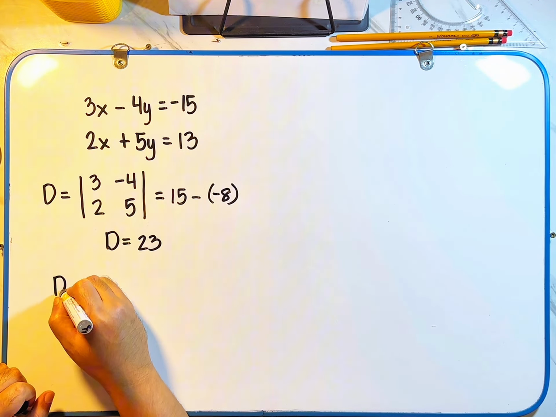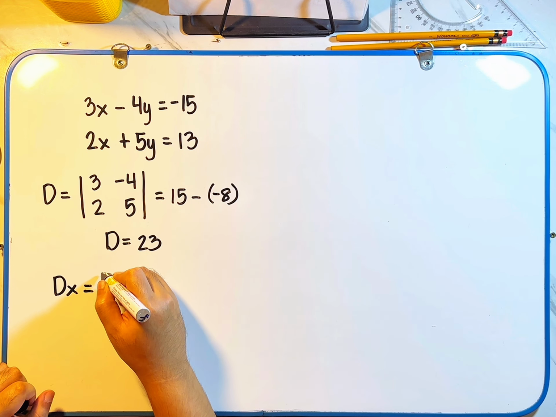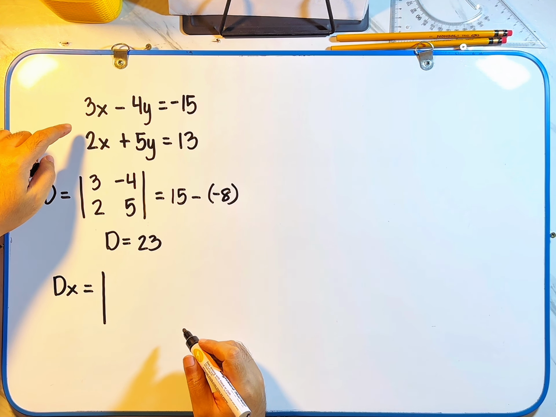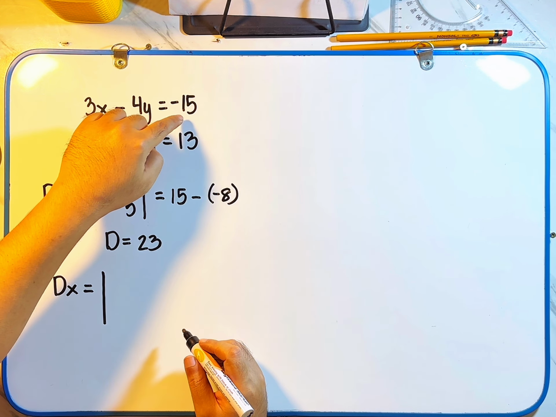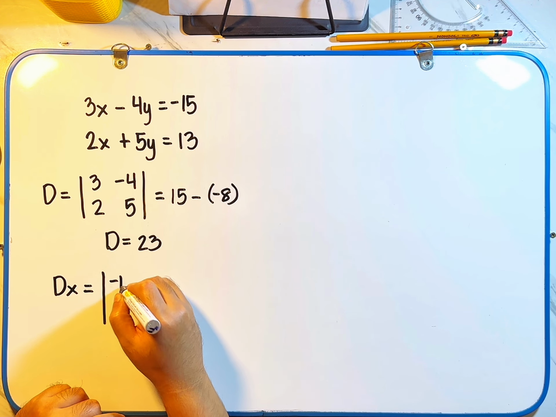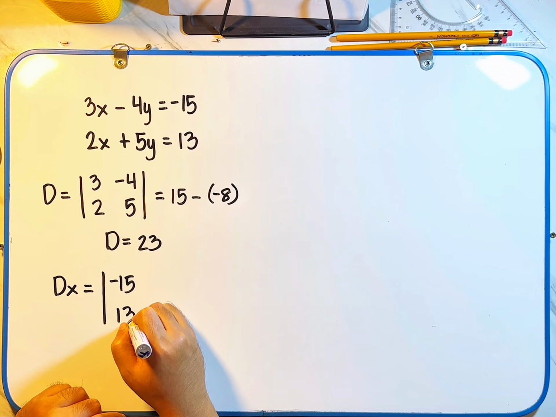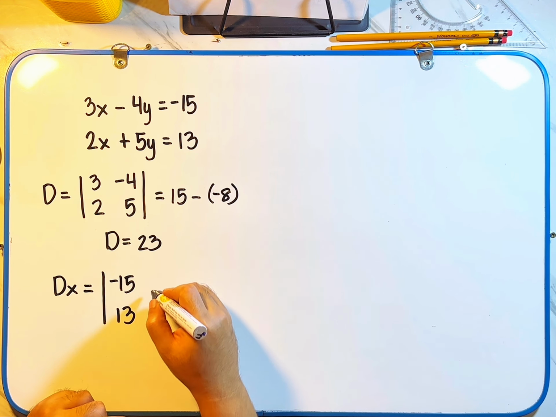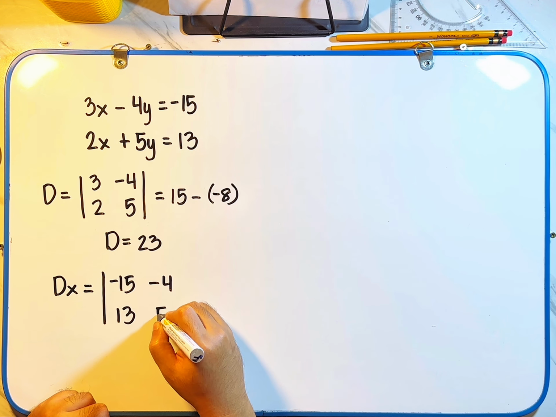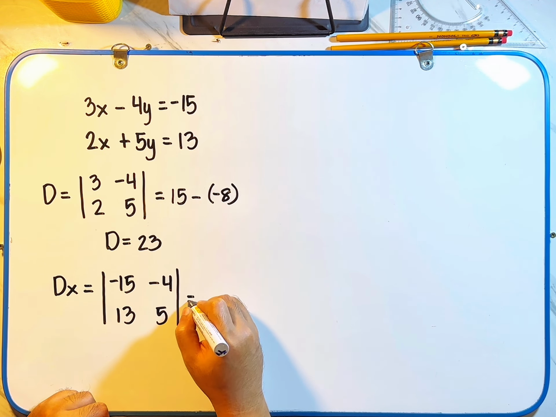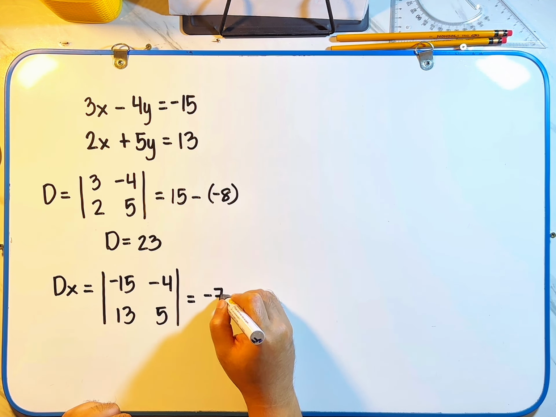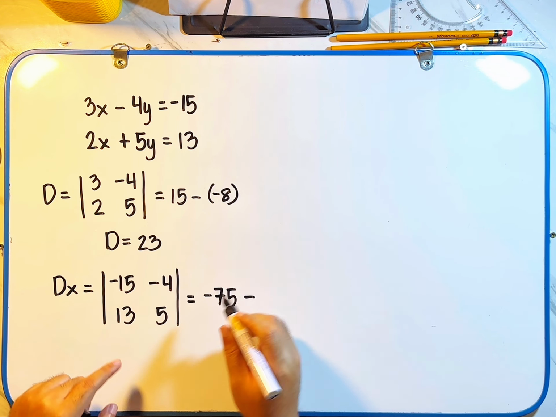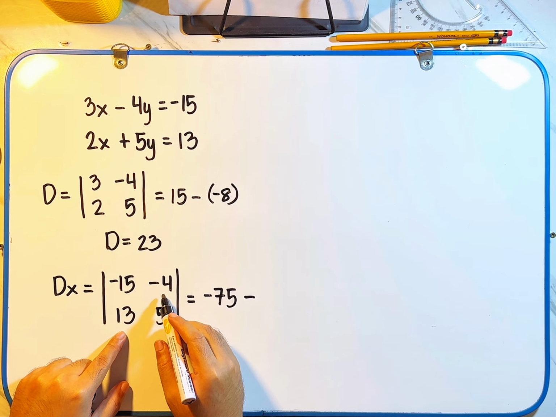Next, Dx. Let us replace the coefficients of x. 3 and 2 will be replaced by negative 15 and 13. And then negative 4 and 5. Apply the basket method. Negative 15 times 5, that's negative 75. And then minus 13 times negative 4, that's negative 52.